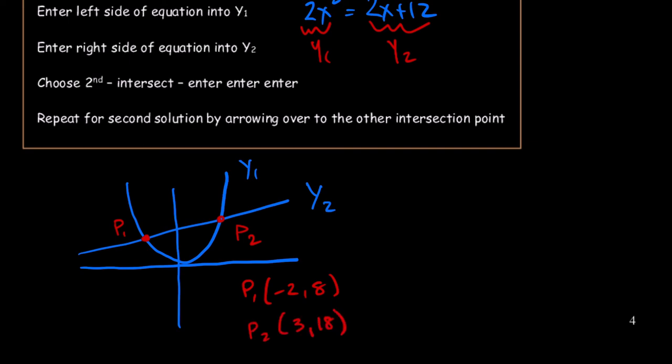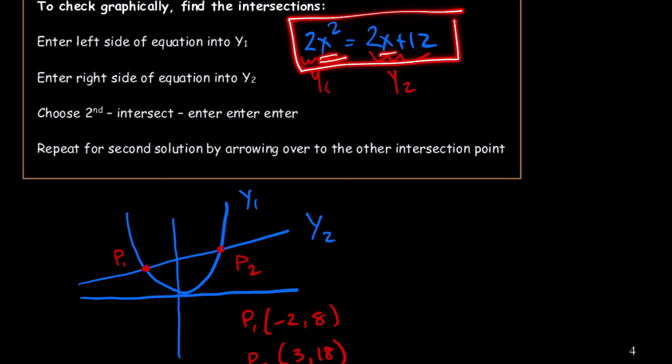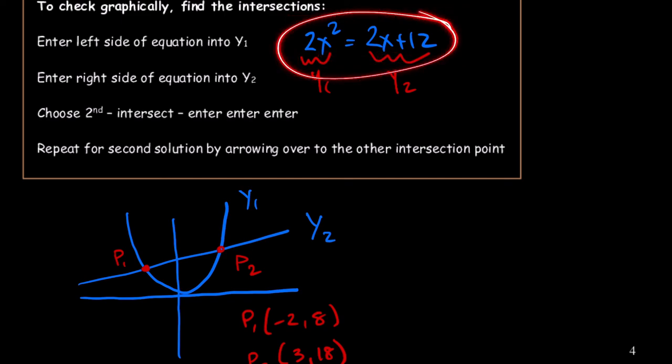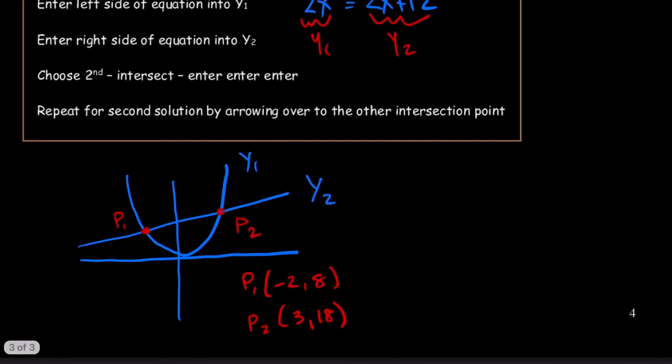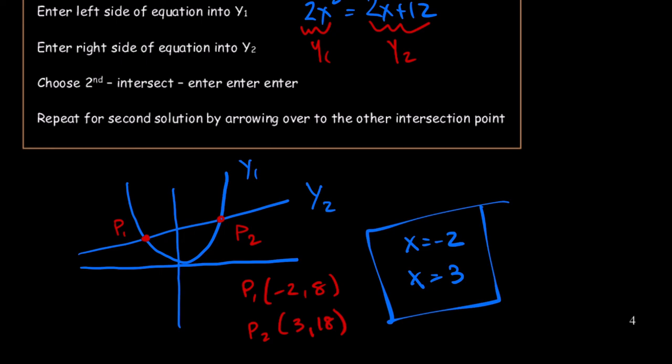Now here's where it gets a little bit challenging. The coordinates are not the solution. Why is that? Because look at the original equation. It only has x's. You are solving for x. So the solution will only be the x values. So now I'm going to write x equals negative 2, x equals 3, and that is my solution.